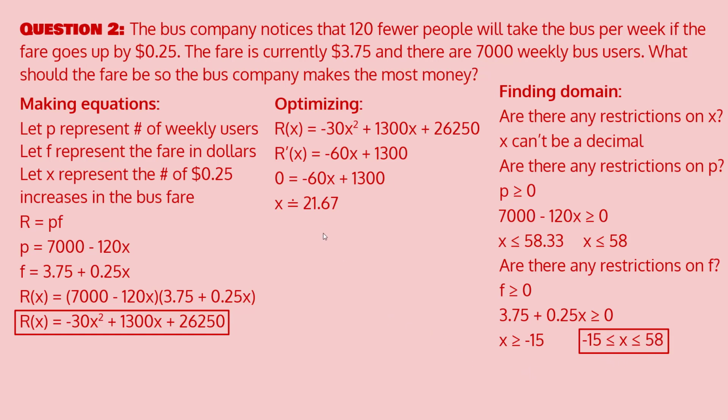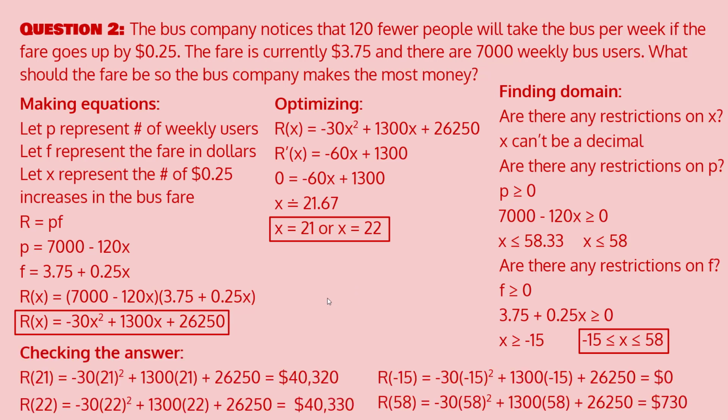But the problem is, if we look at this value of x that we got, this is actually a decimal, and we just said x cannot be a decimal. So what I'm going to do is consider two different cases. So x could be 21 or x could be 22. And if we plug those into the original equation, we'll see which of these x values would actually give us more revenue. So I'm going to do that right here.